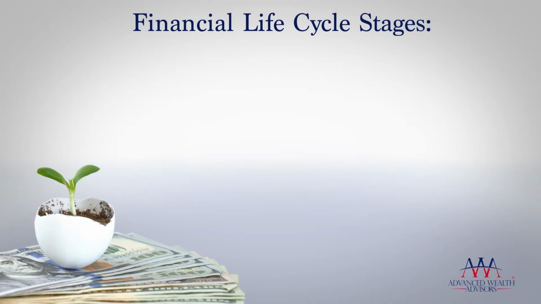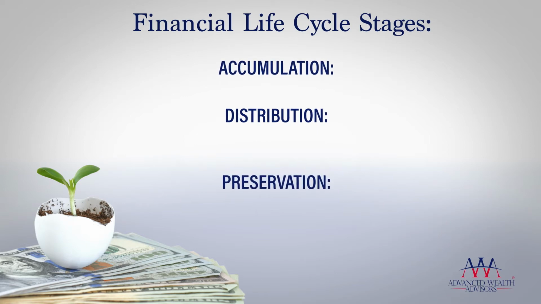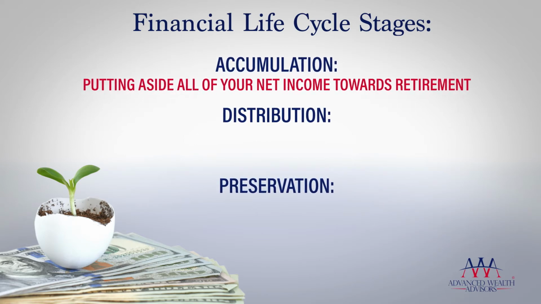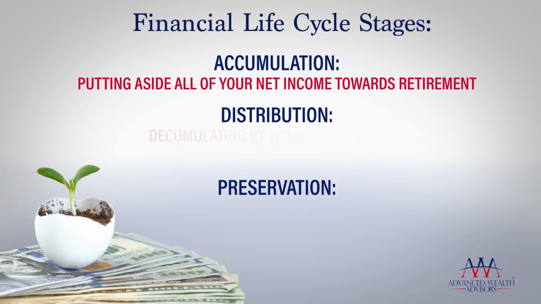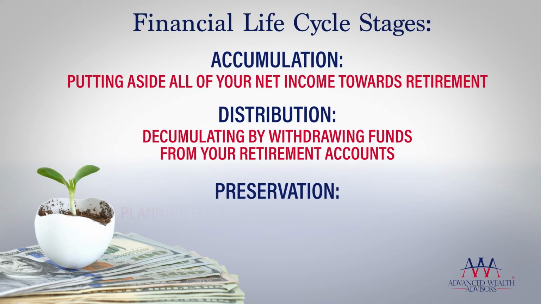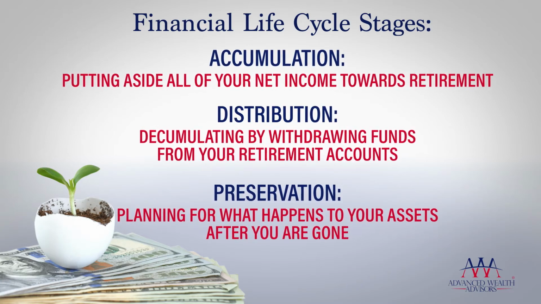Do you know where you are in your financial life cycle? The three main stages are accumulation, distribution, and preservation. In the accumulation phase, you're putting aside all of your net income towards retirement. In the distribution phase, you've started decumulating by withdrawing funds from your retirement accounts. In the preservation phase, you're planning for what happens to your assets after you're gone. Knowing which phase you're in is the starting point to constructing your financial plan.